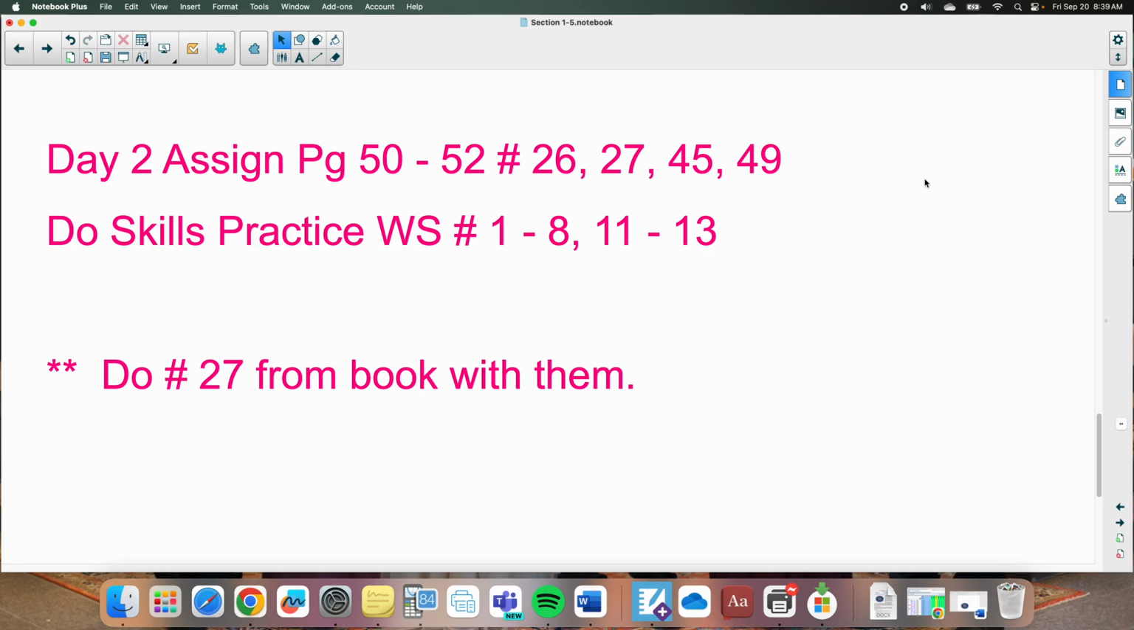Yeah, the skills practice is a worksheet that I'm gonna give you, okay? And it does say on the top of the skills practice which ones to do. So you don't really have to copy that down because it does say on this worksheet which ones you have to do.